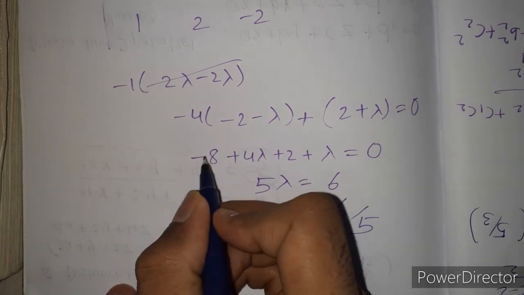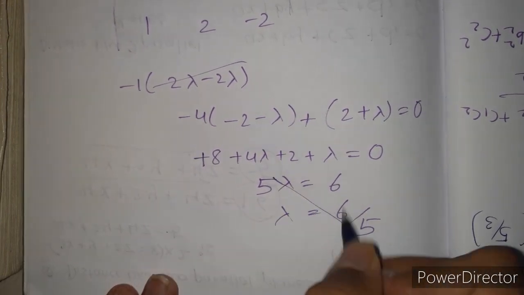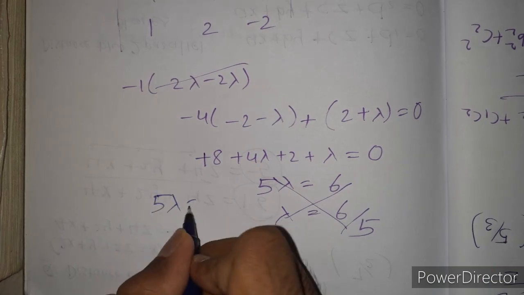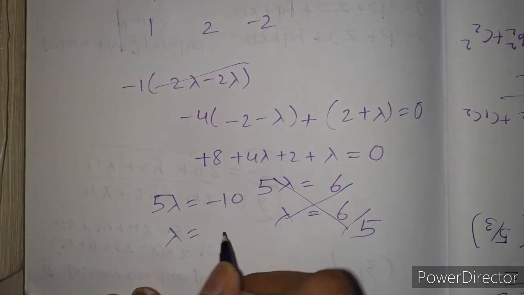I'm sorry, this is plus 8, so 8 plus 2 must be 10. So 5 lambda is equal to minus 10 and lambda is equal to minus 2.